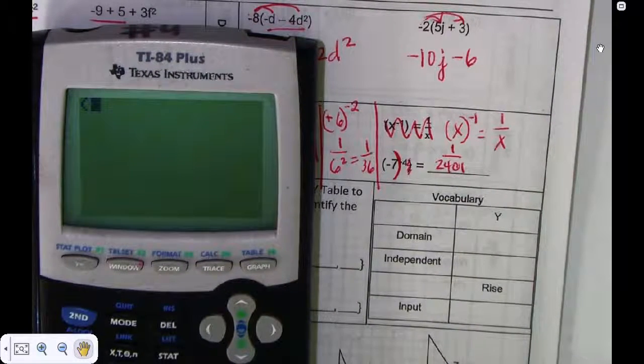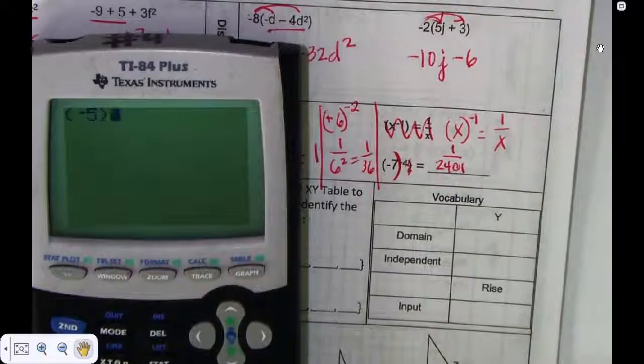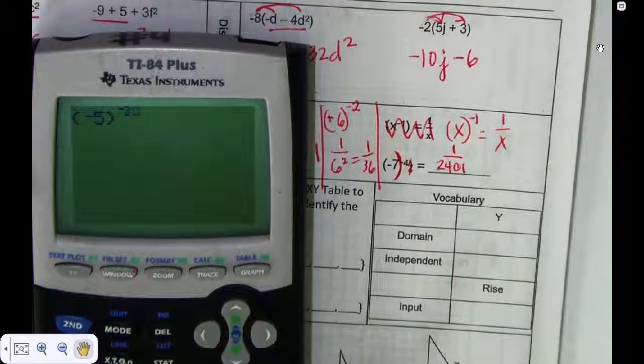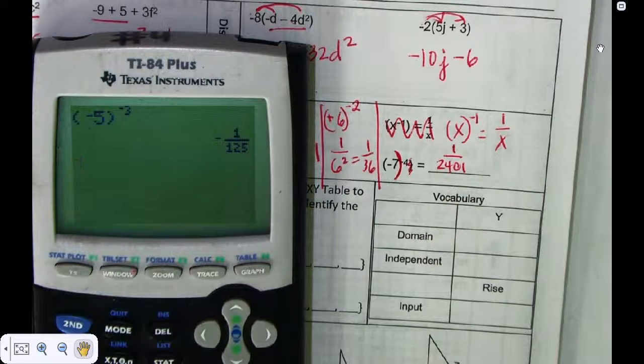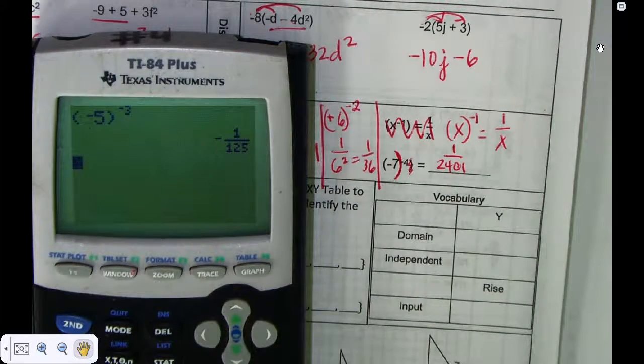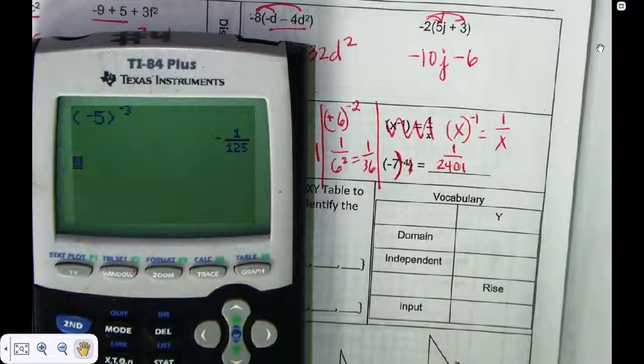Okay, let's go do parentheses. Let's put -5, close the parenthesis, arrow up to the -3. It was in parentheses and it's still negative. There's a reason. The exponent is a negative. What number's negative? No.